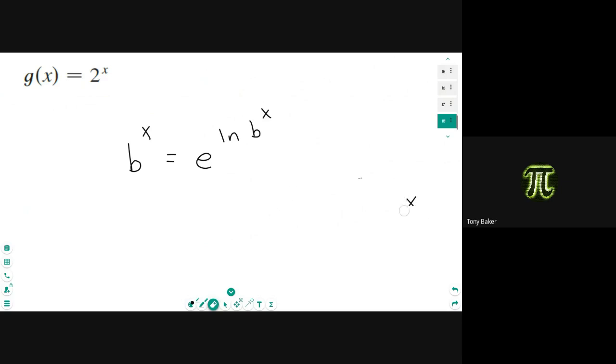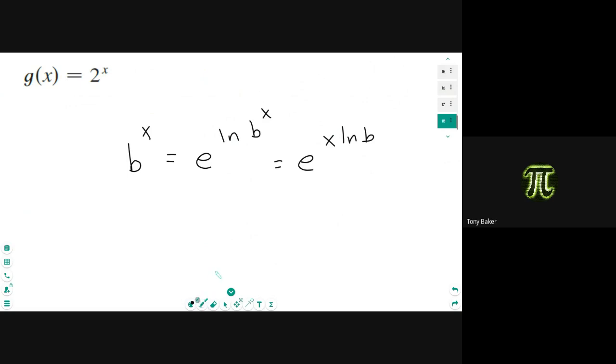All right. When you have an exponent inside of an ln or a log, what happens to that? It moves down in front. So this is the same thing as saying e to the x ln of b. Correct? Are you with me still? Okay.